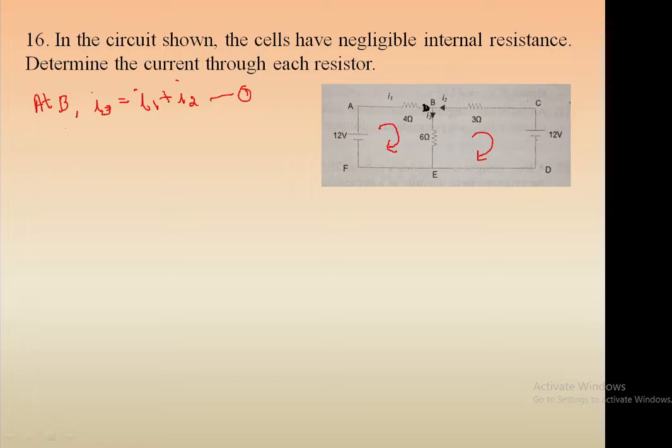For applying the loop rule on A, B, E, F, A, let us write 4I1 plus 6I3 equals the EMF present in the loop, which is 12. That is equation number 2.